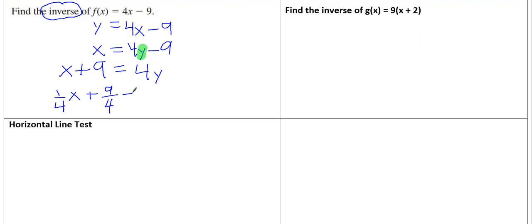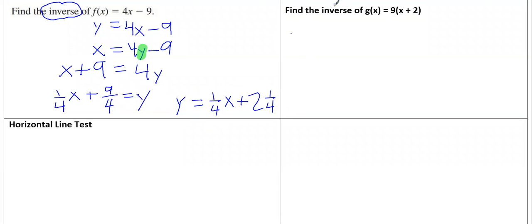This is technically our inverse already because the y is by itself, or what was the input is now by itself. I'm just going to clean this up a little more, which is y is equal to 1/4 x plus, as a mixed number, 2 and 1/4. Cool. How beautiful was that? It's absolutely gorgeous.